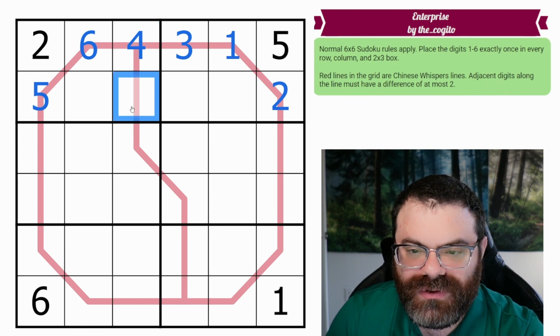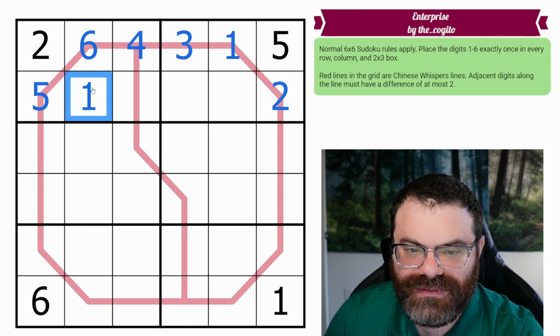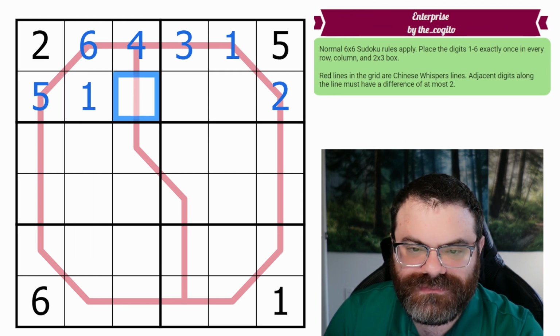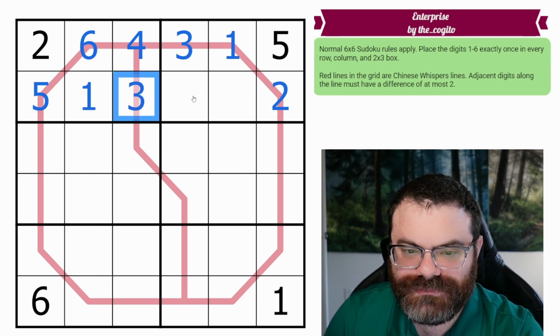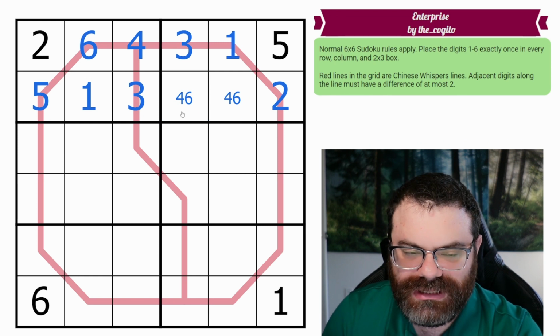Now from this 4, let's see, maybe if I pencil these, it'll be a little bit easier. Yeah, actually, I'm thinking about it now. We need a 1 down here, and the 1 is too far from the 4, so the 1 has to go there, and that leaves a 3 here, and then over here we do need the 6 and the 4, which we can't resolve yet.